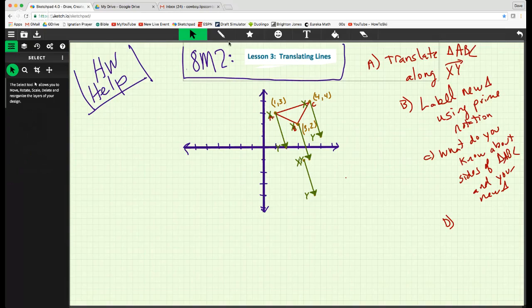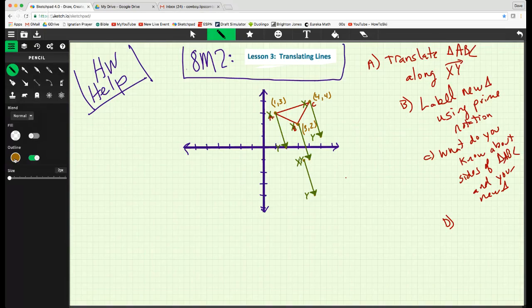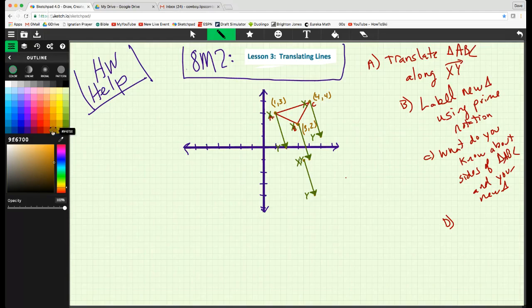Okay, so let's do that. So here's our new points. We're going to make our new points in yellow. Okay, so our new point is right here. Our other new point is right here. And our other new point is right here.